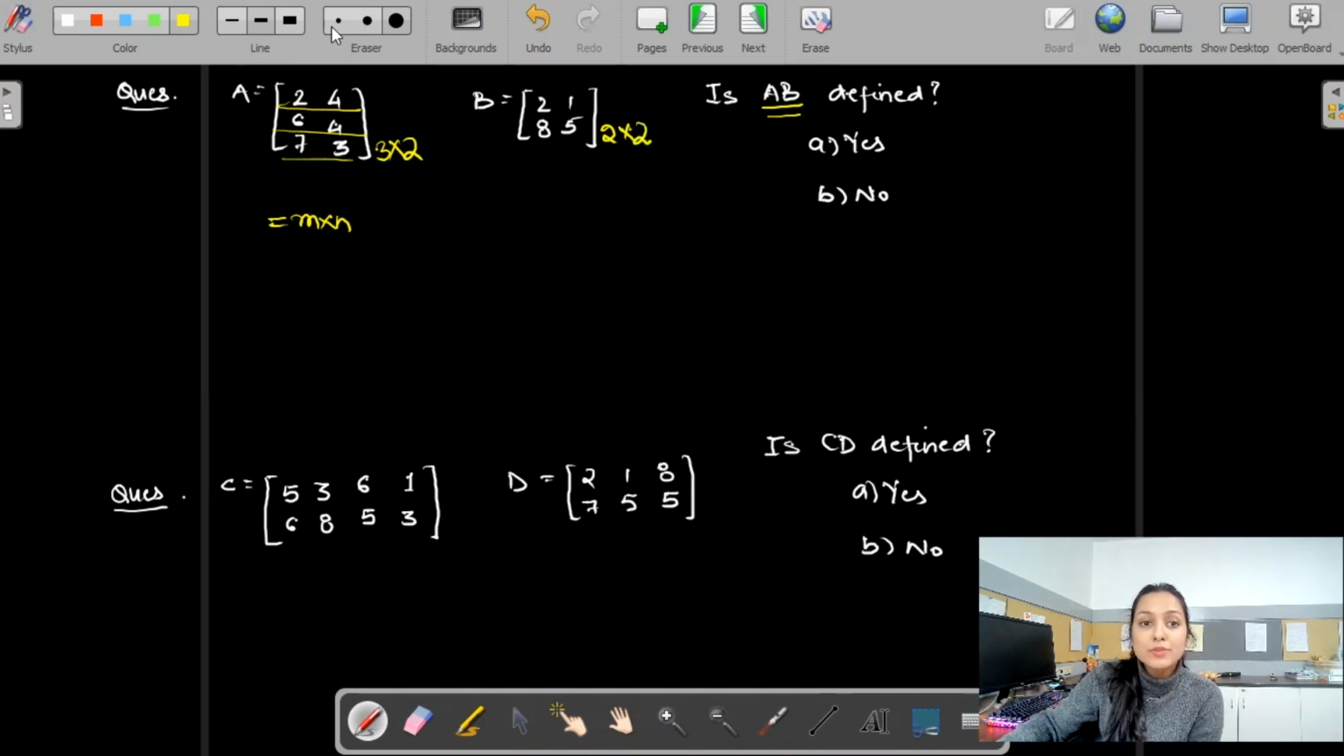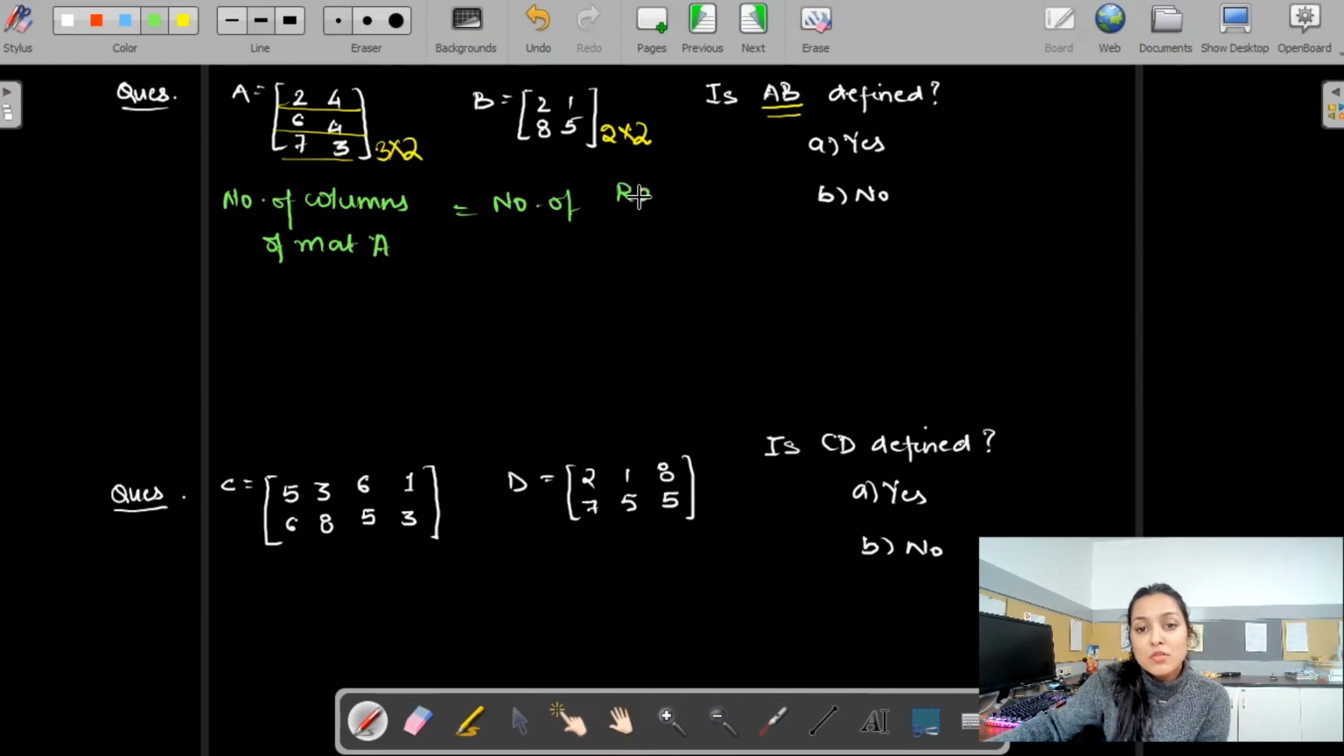Since number of columns of matrix A is equal to number of rows of matrix B, hence A into B is defined. So my answer is yes, option A.